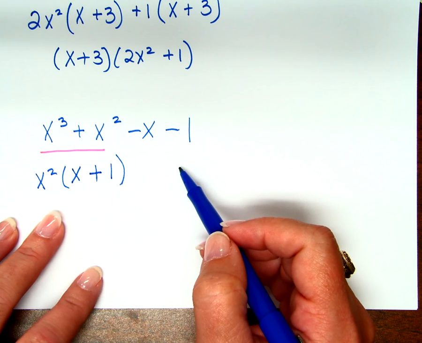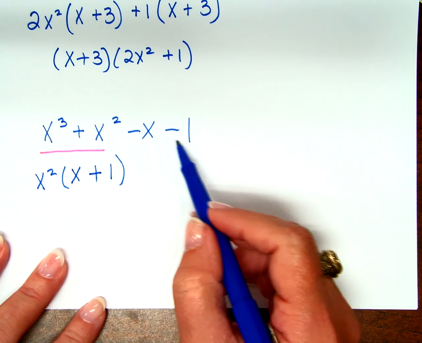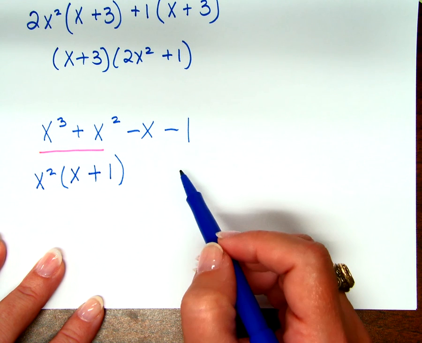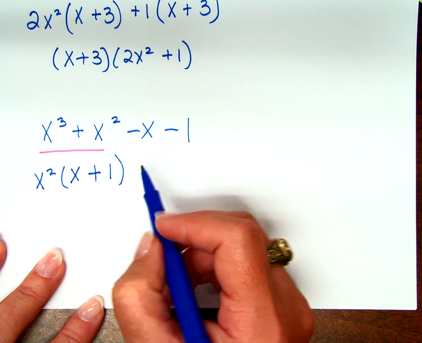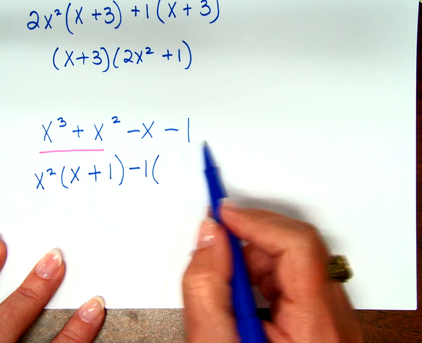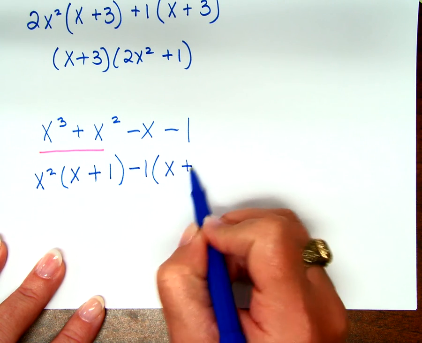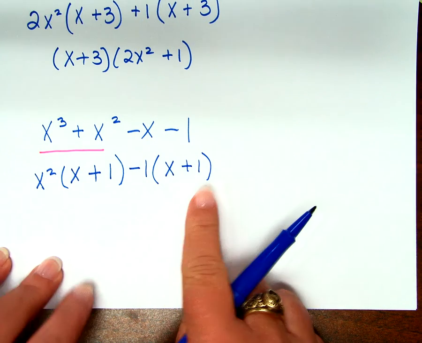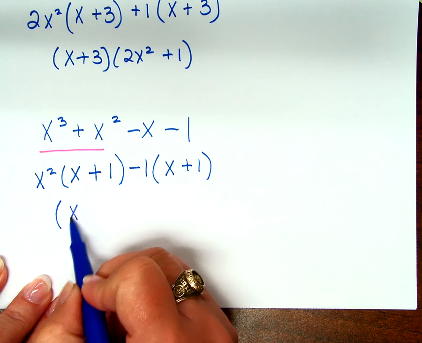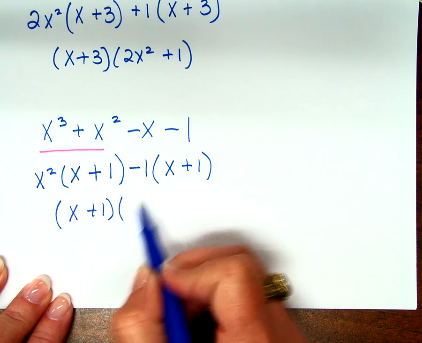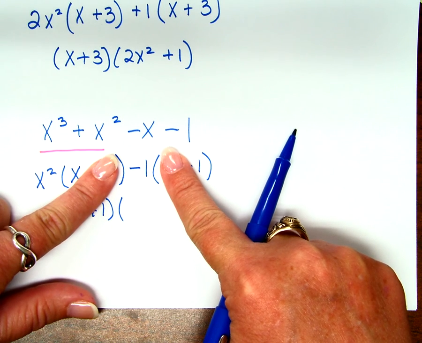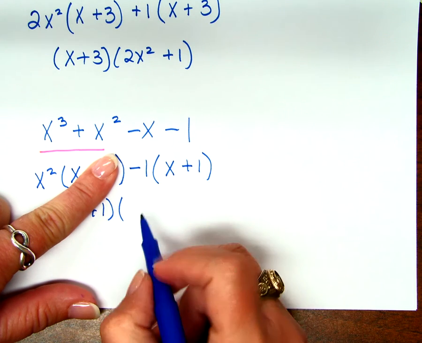Wait, what's my goal again? The same parentheses, right? What's common in these 2 that I need to take out so that I get a parentheses that reads x plus 1? A negative 1. That's exactly right. Okay? If I factor out a negative 1, what's left? X plus 1. I've met my goal, right? I have 2 parentheses that are exactly the same, so I can factor those out. So if I factor out an x plus 1, what's left? X squared minus 1, right?